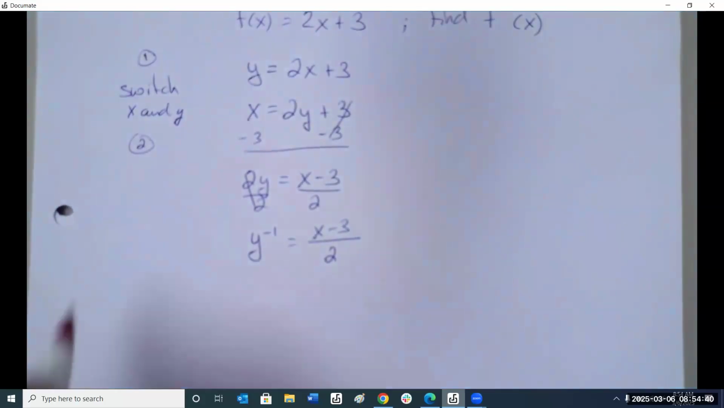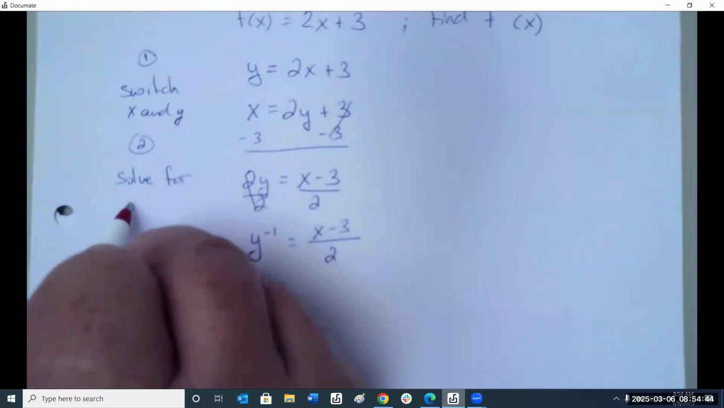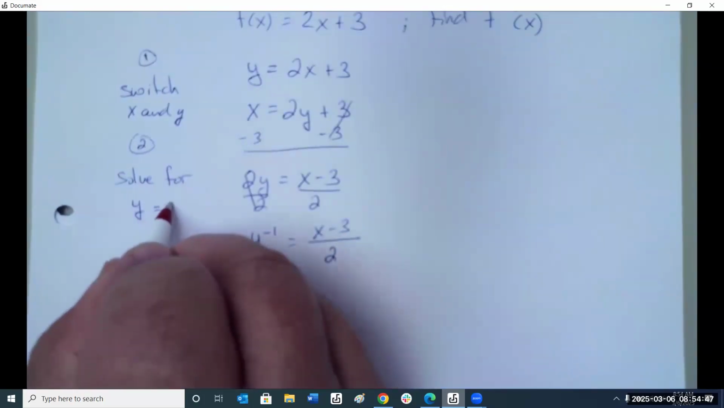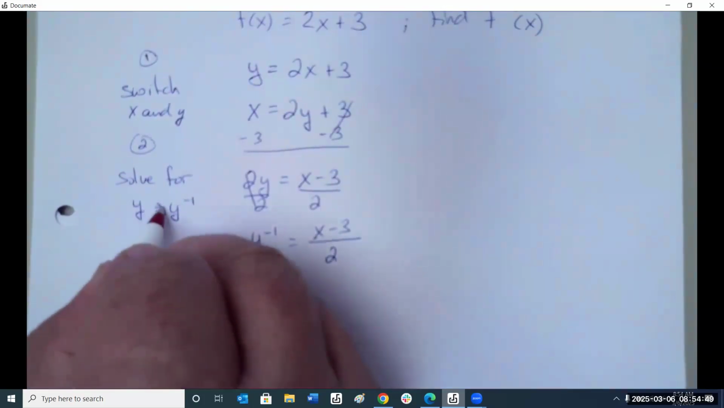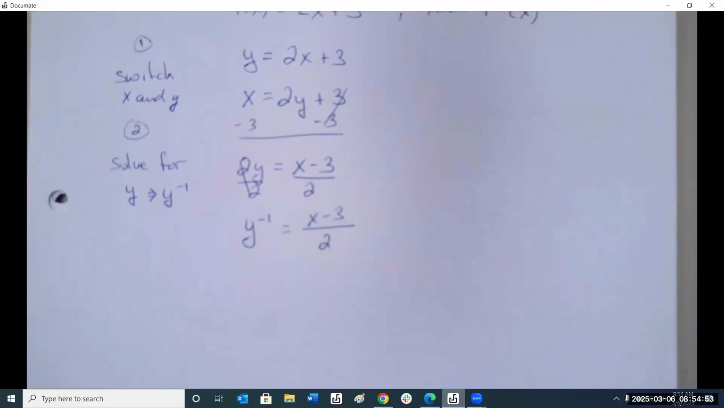So switch x and y. Solve for y, which is now going to be your inverse. So that's how you find it.